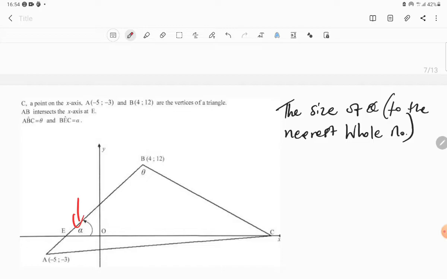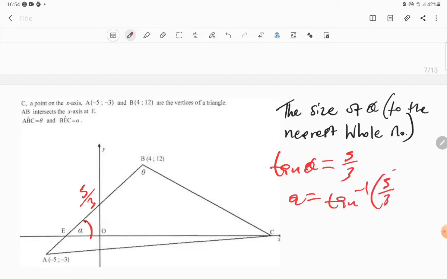The angle of inclination is this one. To find the angle of inclination, you really need to know the gradient of this line. Of course, we know it. What is it? It's 5 over 3. So now, to find the angle of inclination, we say tan alpha, which is the angle that we are looking for, is equal to 5 over 3. Therefore, whatever angle we get is going to be tan inverse of 5 over 3.